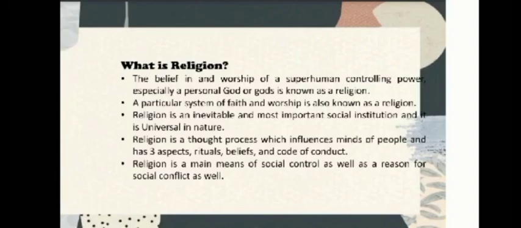Religion is an unbeatable and most important social institution, and it is universal in nature. So, when we say religion is universal, it means that this is applicable to or done by all people around the world. Religion is a thought process which influences the minds of people, and it has three aspects, which are rituals, beliefs, and code of conduct. Also, religion is a main means of social control as well as a reason for social conflict. So now I will be discussing the three aspects of religion.